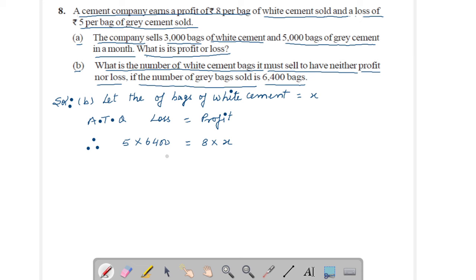From here you have to find out the value of X. Solve this, you will get 5 into 6,400 upon 8 equal to X. Cancel this, 8 1 0, 8 8 is 64 and 2 zeros, 800, or 800 into 5, it is 4,000 equal to X. Therefore, X is equal to 4,000.